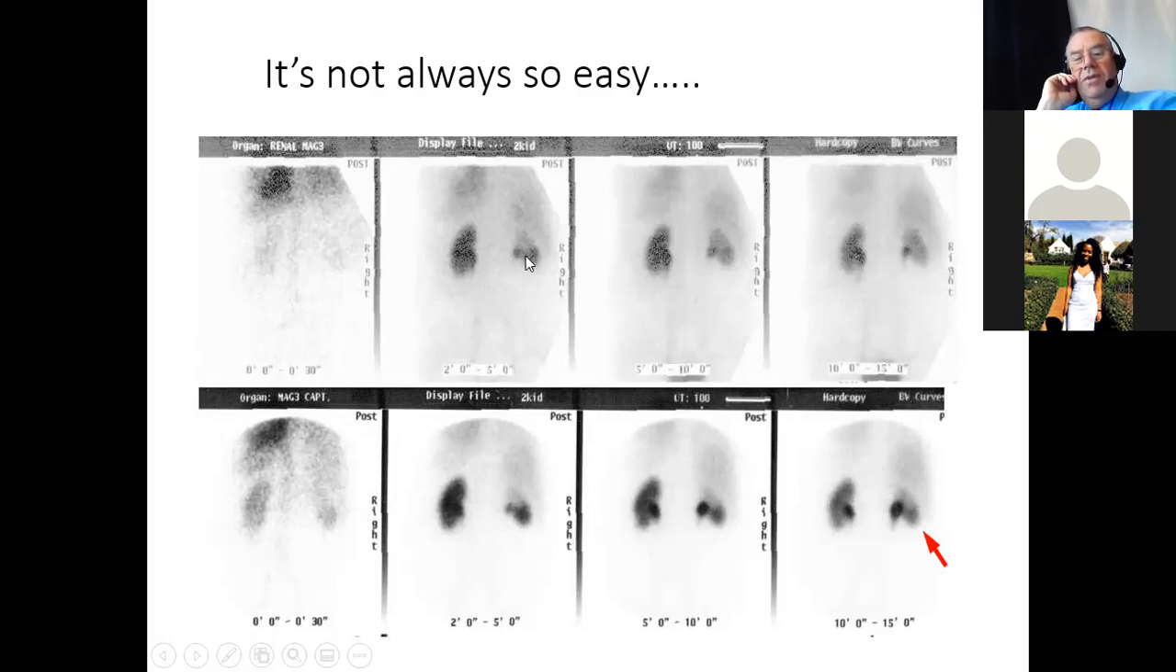The right kidney is a bit abnormal, but it does have uptake and clearance. But here on the post-captopril study, you'll see that if you look in these later images, there's no retention in the lower pole. And here there is retention in the lower pole, but not the upper pole. And this is because this patient has 2 renal arteries on the right, one with stenosis and one without.